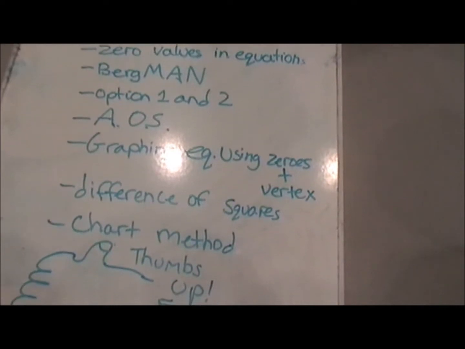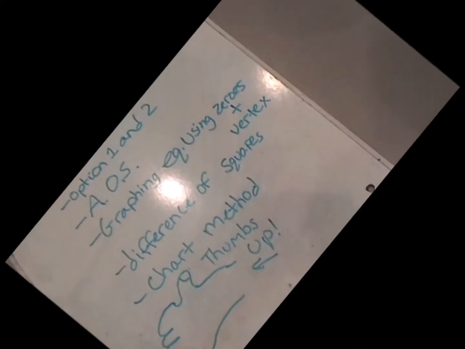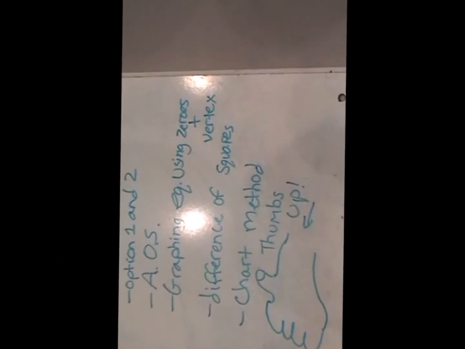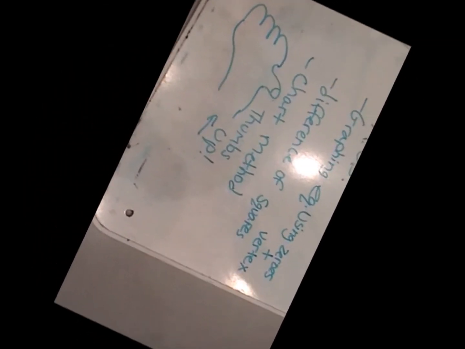You can also use axis of symmetry. You can graph equations using the zeros and the vertex as well. And you can also find the difference of squares. And lastly, the chart method.